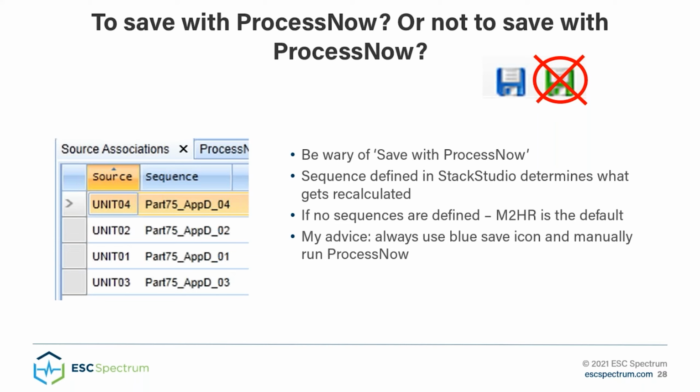Our advice is always to save without ProcessNow and then manually run the sequence you want to run in the way Alex described earlier. Saving with ProcessNow, you might not be sure what sequence is actually going to be run with that, and if there's no sequence defined, the min to hour is always the default to run on that. So we always just want to recommend to all of our customers that you want to save without ProcessNow and then manually run the ProcessNow sequence that you would like to run.